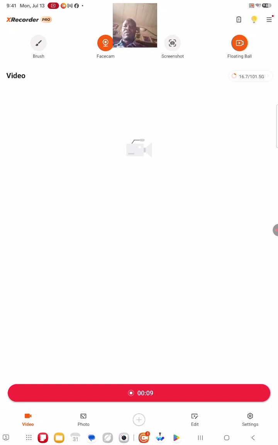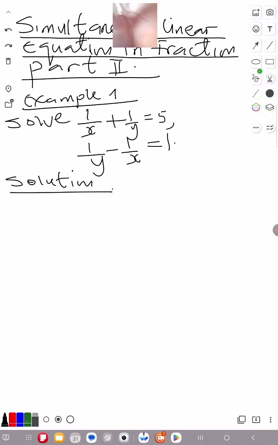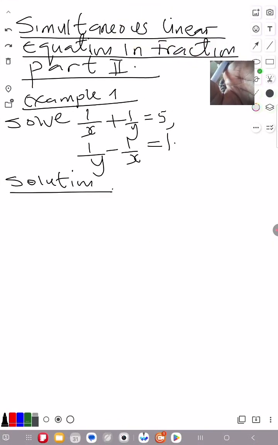So today we have work ahead to do, which is simultaneous linear equation part 2. We started part 1 in our last episode, which is simultaneous linear equation involving fraction part 1, where I was able to give an example.